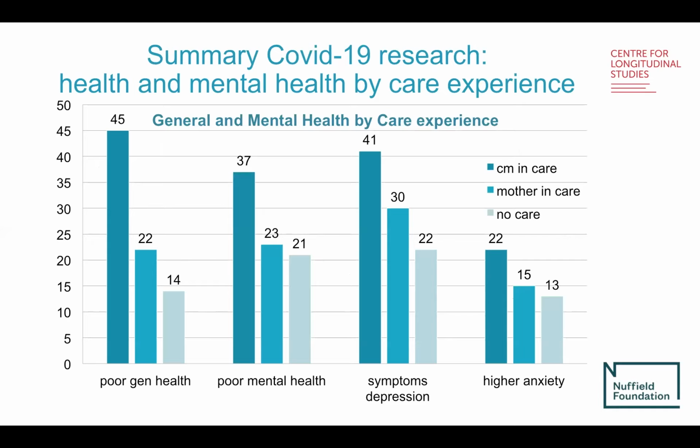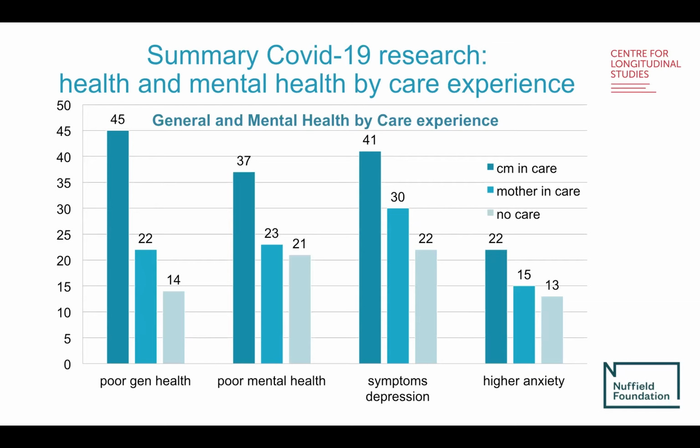So I'm going to start off with a few descriptives. This here looks at some health and mental health outcomes in September 2020 by care experience. The darker bars are if the cohort member themselves has been in care, the middle colour if their mother was in care, and the lightest bars are those with no care experience at all.